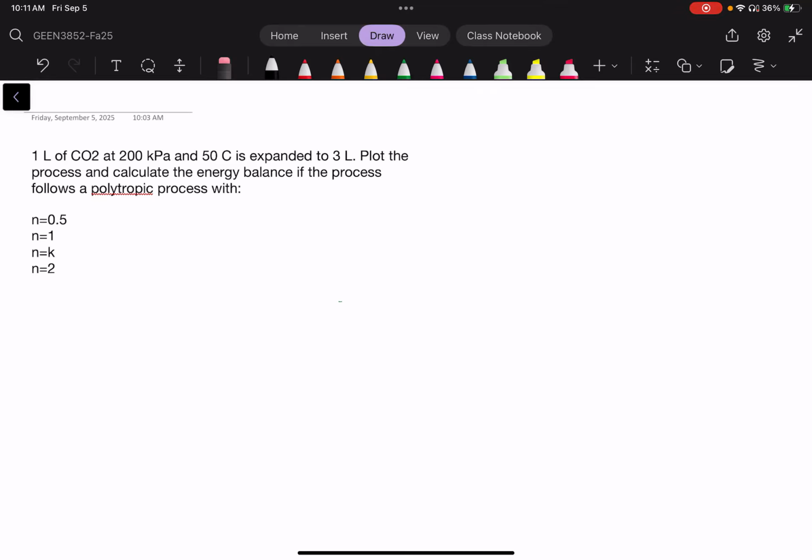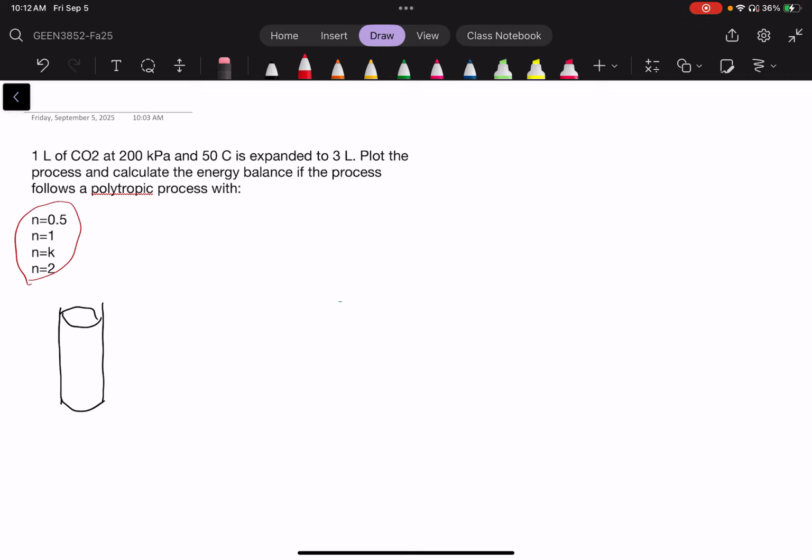A question I get asked a lot is about polytropic processes. So I have an example problem that I wanted to work through, solving energy balances for a polytropic process. Here I have a cylinder full of gas starting at 200 kilopascals and 50 degrees Celsius, and it's expanded up to 3 liters via a polytropic process.